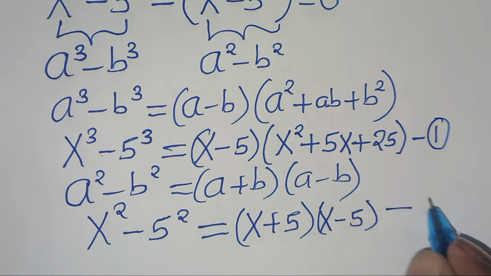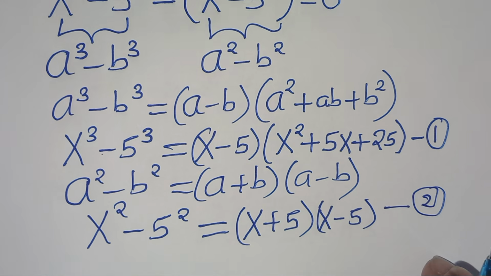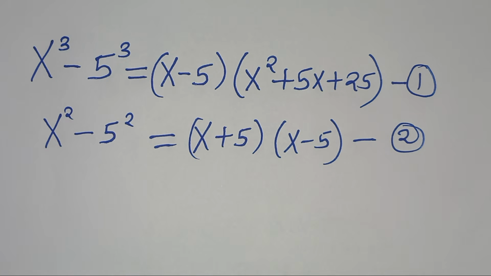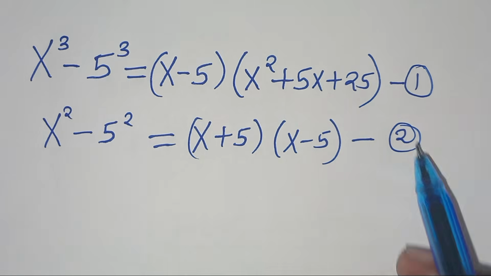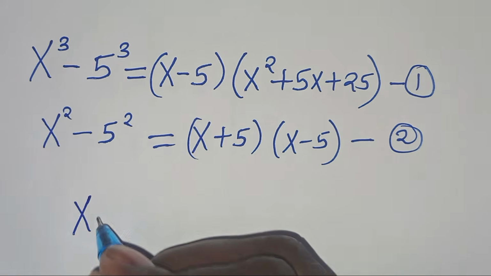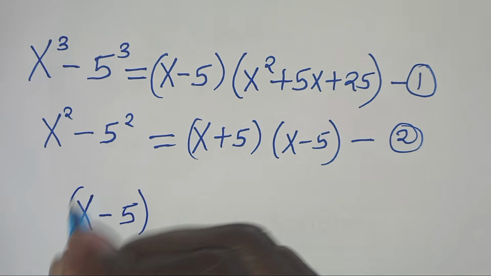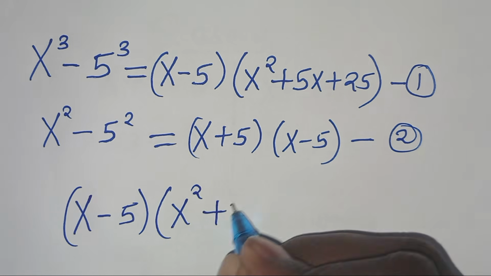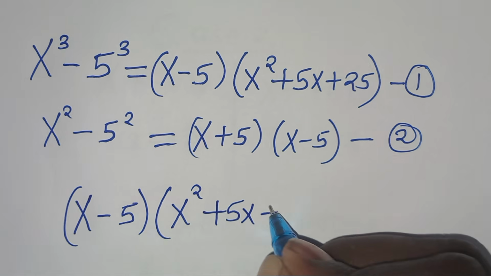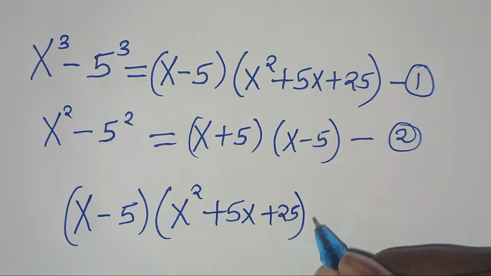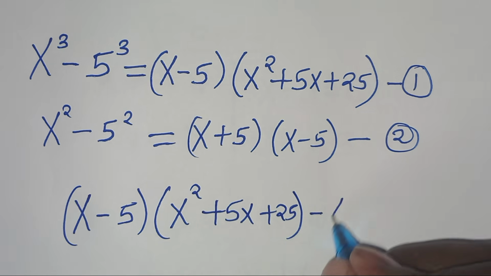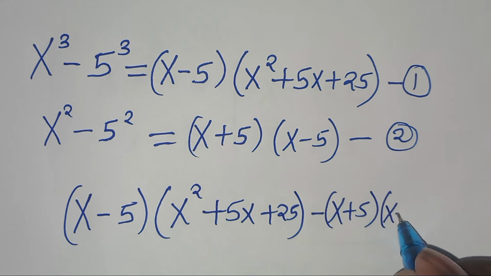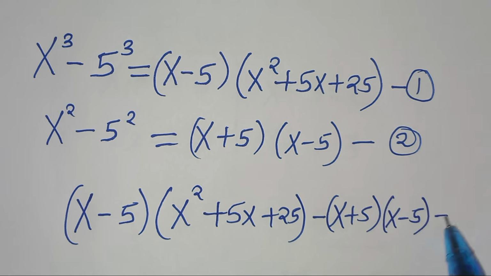Now let's call this the second part, so that we can combine the first part and the second part. So this means we have x minus 5, into the parentheses x squared plus 5x plus 25, subtract x plus 5 multiplying by x minus 5, and this is equal to 0.